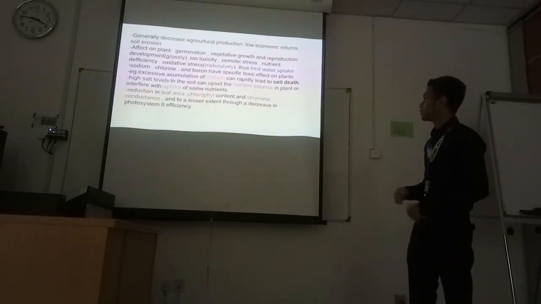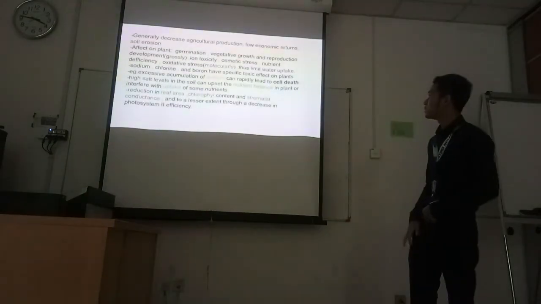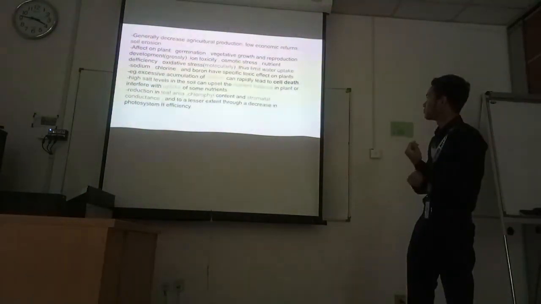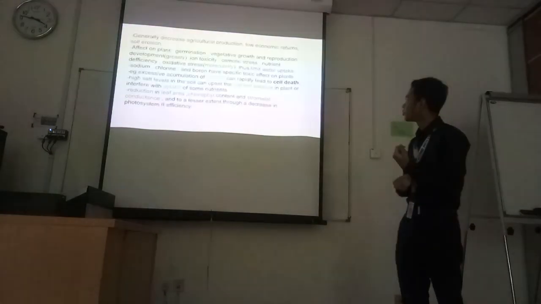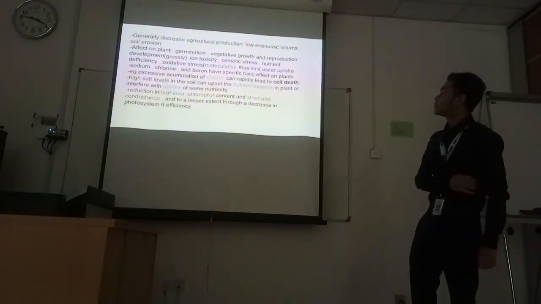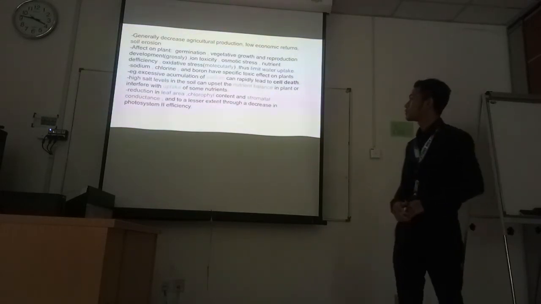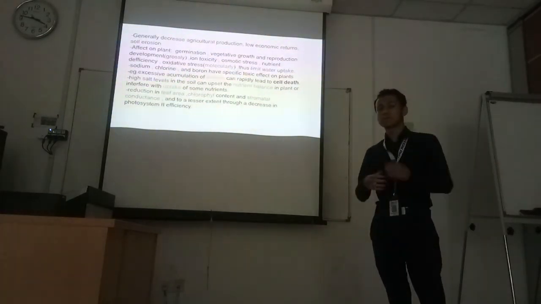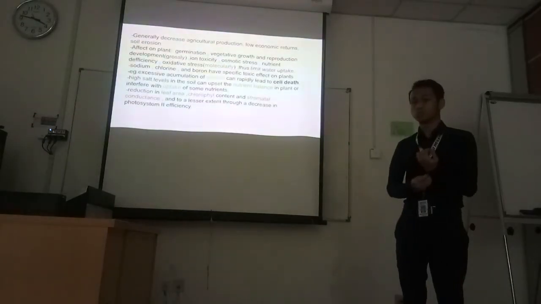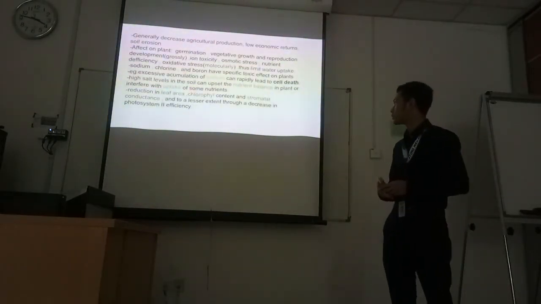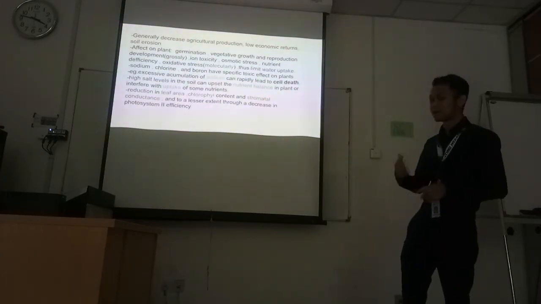Excessive accumulation of sodium, as an example, can rapidly lead to cell death because of the osmotic concentration due to the hypertonic effect. And high salt levels in the soil can upset the nutrient balance in the plant or interfere with the uptake of some nutrients, because some ions are also needed for plants to grow. And there is a reduction in leaf area, chlorophyll content, and stomatal conductance.